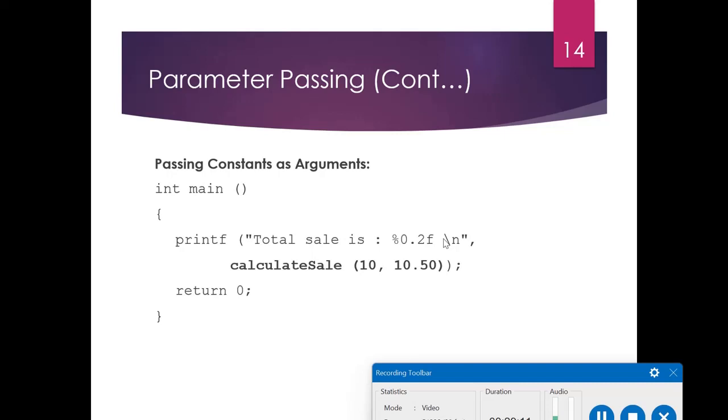Here I have done this example. Here we can call this calculate sale by passing two constants as the arguments. You know what a constant is? Here 10 and 10.5 are constant values. Also we can pass variables as the parameters. Also we can pass constants. Here we have passed the constants.